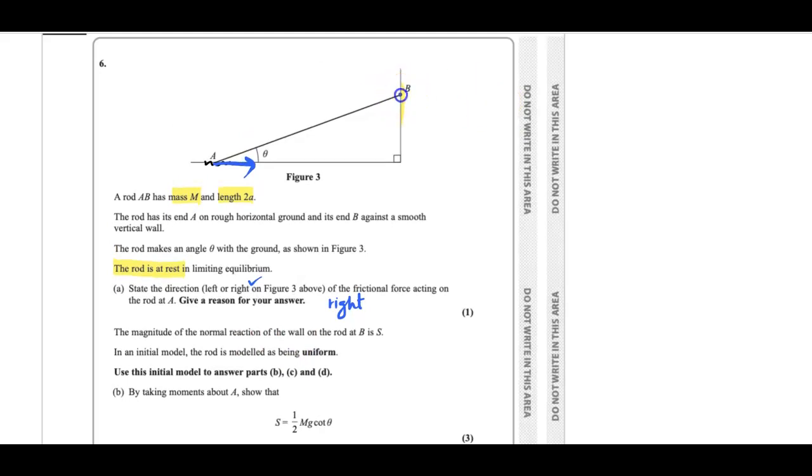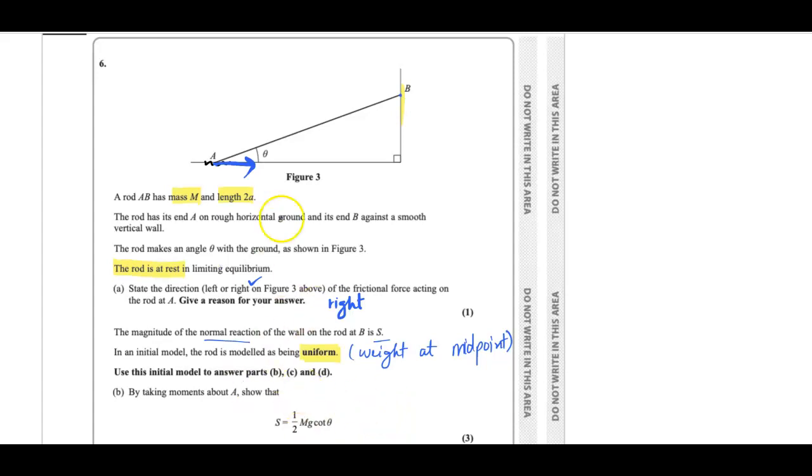Now, the next thing is the magnitude of the normal reaction of the wall on the rod at B, which is S. So this is the point B and that is the wall, if you can see, and the magnitude of normal reaction is S. In an initial model, the rod is modeled as being uniform. What do we mean by uniform? Uniform means weight is going to be acting at the midpoint. So we've got two keywords. The first was limiting equilibrium, which means friction is maximum there. And uniform means weight at midpoint.